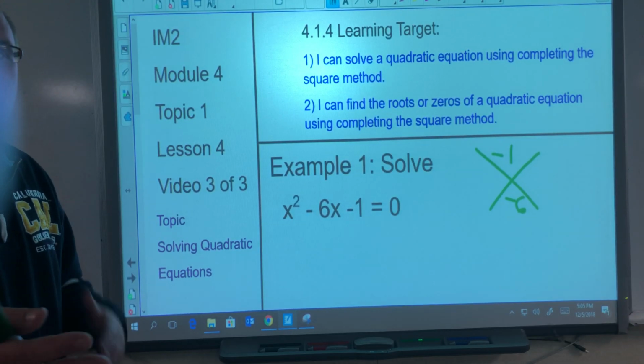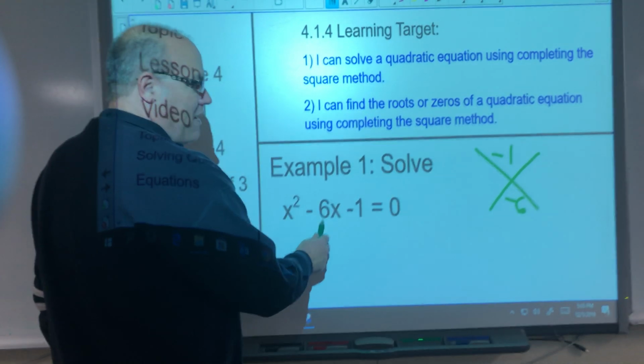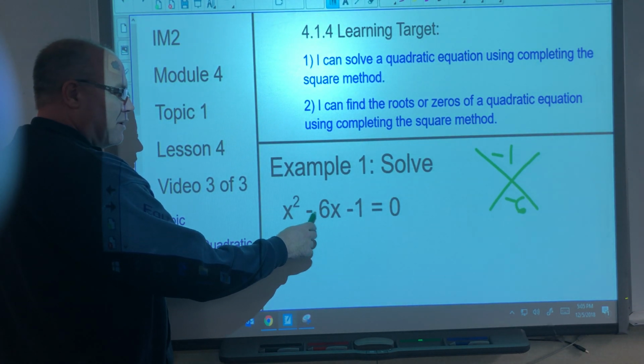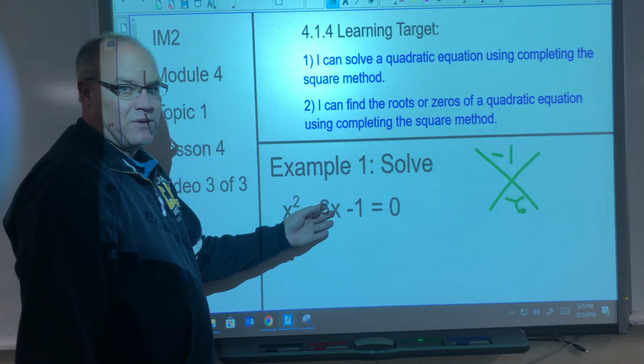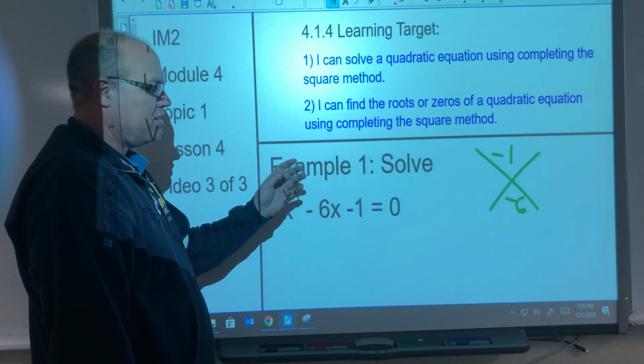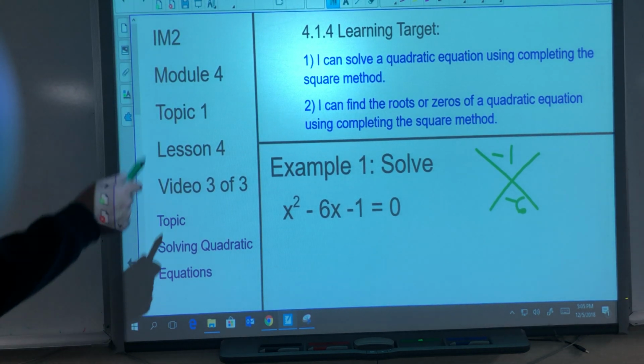Then you're thinking, maybe we could use the square root method we learned in class. But wait a minute. We have a b value that's not 0. Remember, we can only use the square root method in standard form if there is no x term. We don't have an x here, right? Then we could do the square root method. So we're out of luck. So we learned another method, and it's called completing the square.